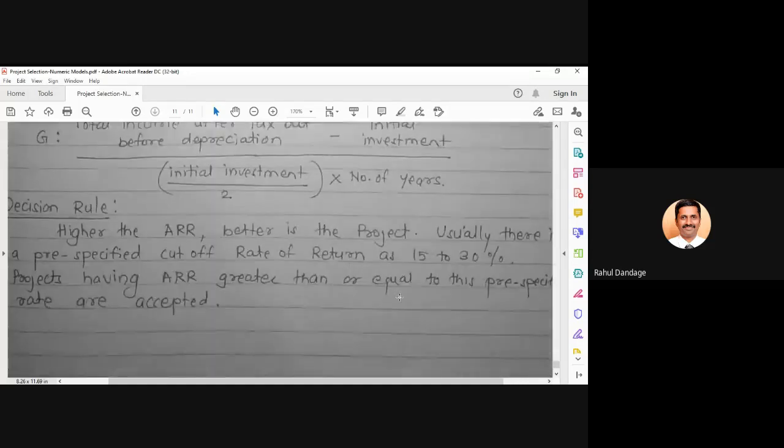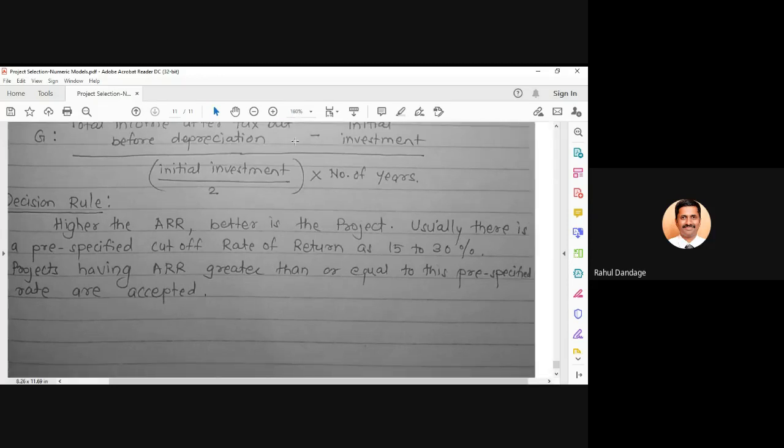Now the decision rule, how to decide whether to select or reject the project, is: higher the accounting rate of return, better will be the project. So the accounting rate of return value should be maximum. If there are multiple projects, then for each project you can calculate the accounting rate of return, and the project which has the highest value of ARR will be the best project among the projects offered.